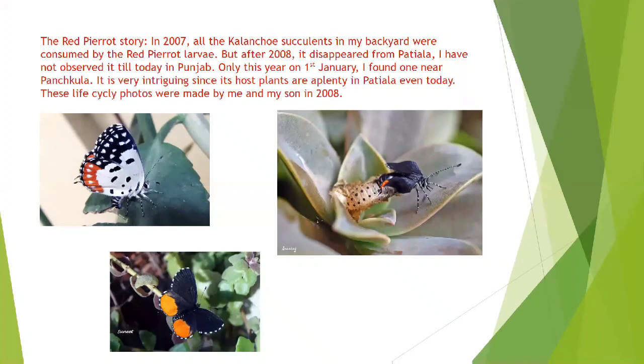Now this is the life cycle, the butterfly ovipositing at my place in my backyard. And on the right side, you have the eclosion of the butterfly and then the wings spread. My son was helping me in making these photographs. I saw it in 2008 also, but after that, I have not seen even a single red parrot in Punjab. It seems to have disappeared.